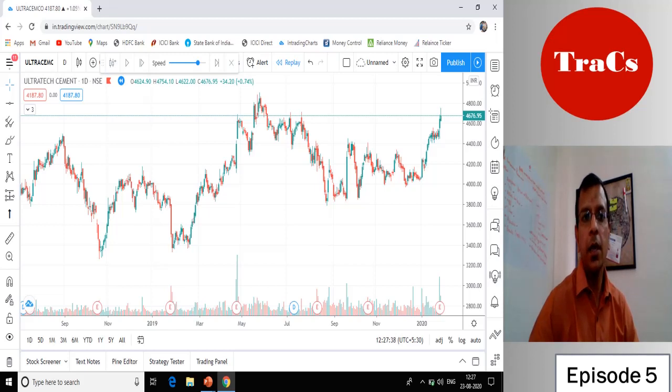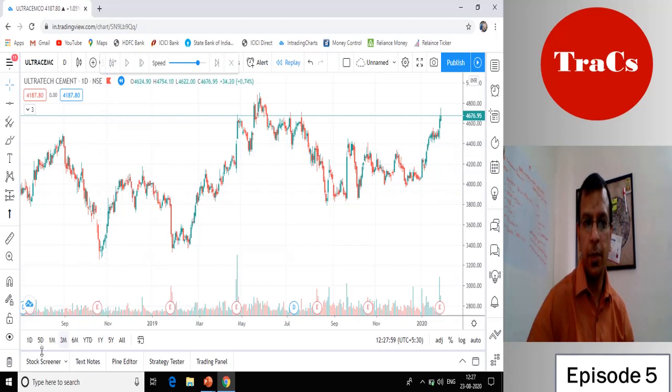Now let's take a practical example and try to draw our own support and resistances. Here I have taken an example of Ultratech Cement, which is an Aditya Birla Group company, and it is the biggest cement manufacturing company for India. So now what do we have to do if we want to draw our own support and resistances? Just go to the TradingView website, open a candlestick chart and zoom out a bit.